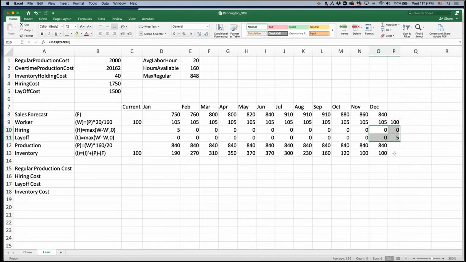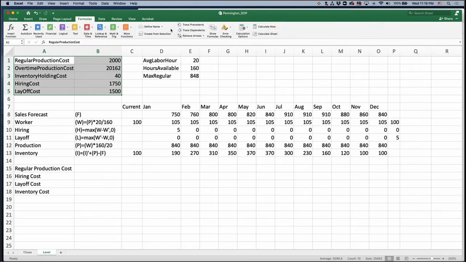Then now we can compute the regular production cost, and we can compute the hiring, layoff, and inventory cost. To do that, we define these numbers, right? So I just define this unit cost information. To do that, you just highlight, go to the formula tab, and choose create from selection. Then you can define this name.